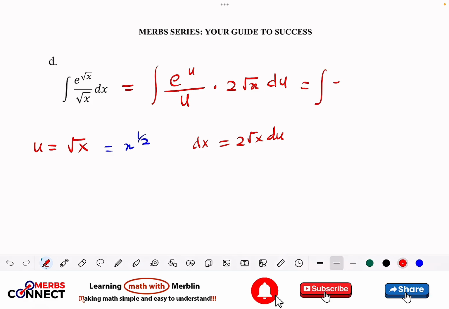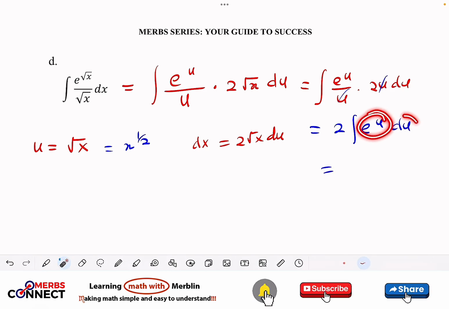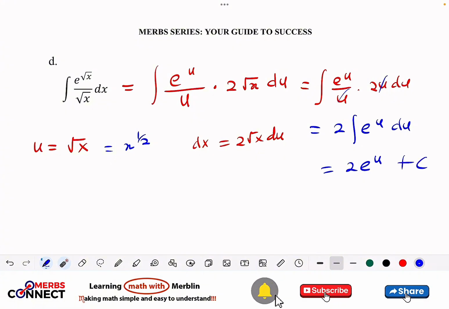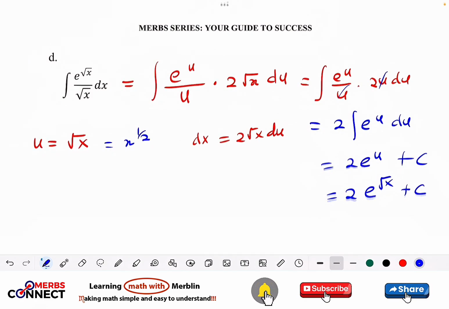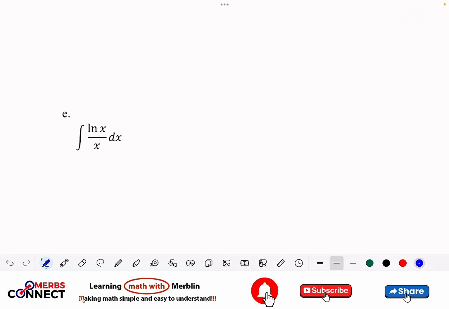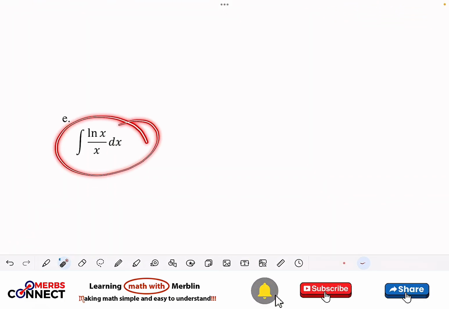So this is going to be this divided by u times 2u du, and u will cancel the u. So I'm going to have 2 integration du, and when we integrate this with respect to u, we are going to have the same thing again, plus c, and u is equal to this. So this is going to give us 2e to the power square root of x plus c. Integration by substitution, U-substitution.